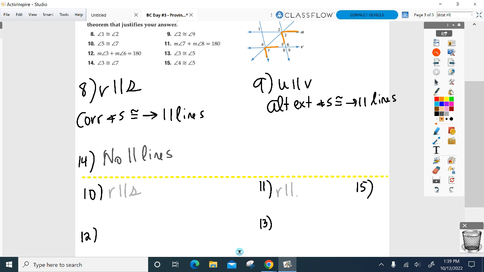R and S. They gave you 7 and 8 were supplementary because 7 and 8 are? Same side interior. So that's right. That's okay because if I put they were congruent, that wouldn't have meant anything to me. I need to tell you they're supplementary because they're same side interior. Perfect. Let's go to 12 here.